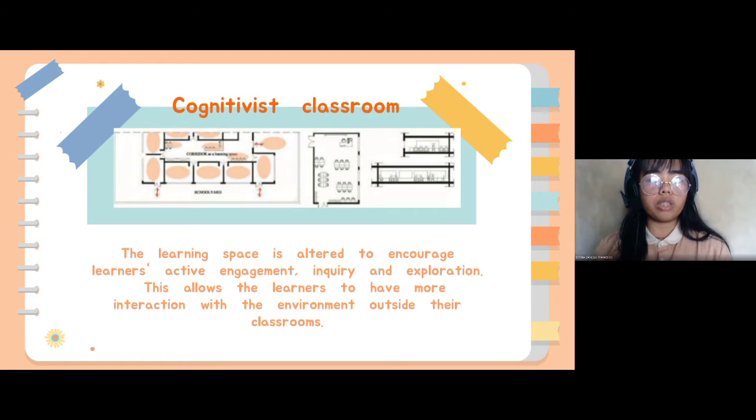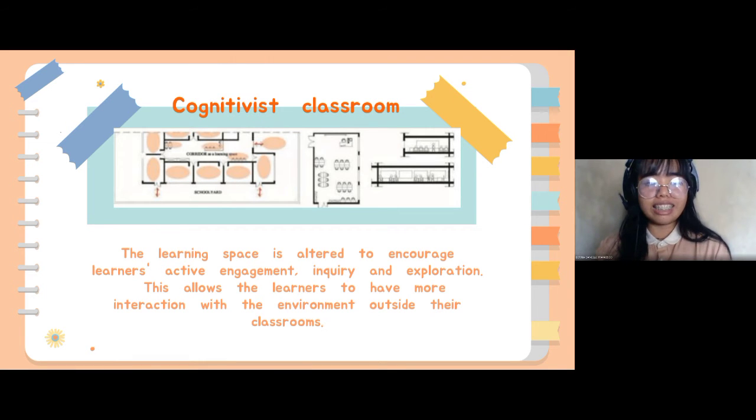This is why most are usually single or two-story buildings with unframed rooms. This allows the learners to have more interaction with the environment outside their classrooms. This also encourages more social interaction between the learners because learning is much more meaningful if the students experiment on their own rather than passively listening to instructions.